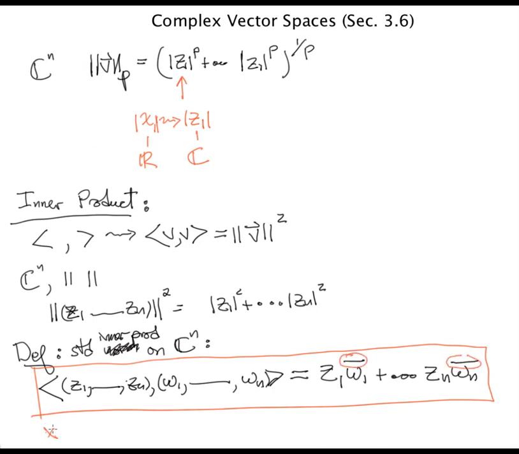And remember, the complex conjugate is the thing which takes x plus iy to x minus iy. It has the nice property that if you have a complex number, the absolute value of z squared can be written as z times z bar. And the point of this is that with this definition, if you take v, what do you get? Well, this is the inner product of z1 through zn with itself.